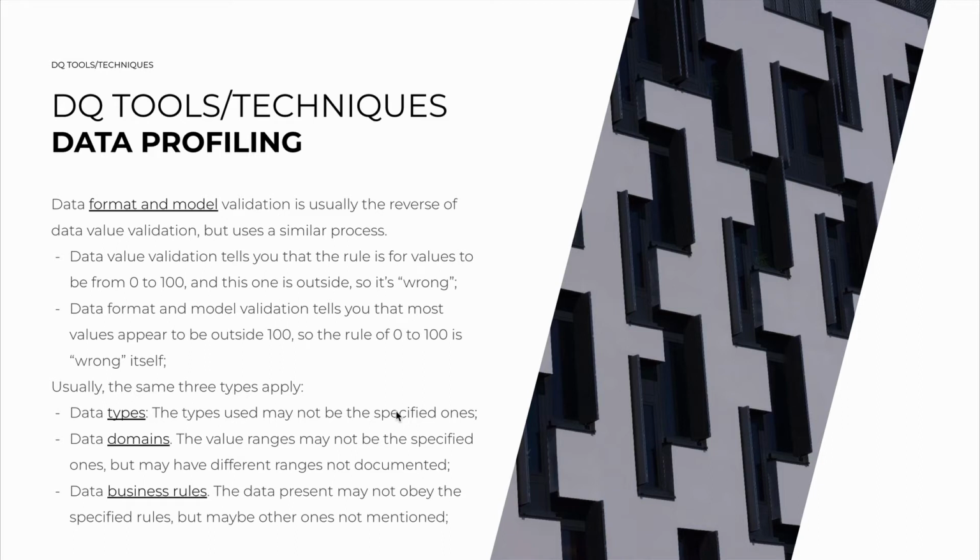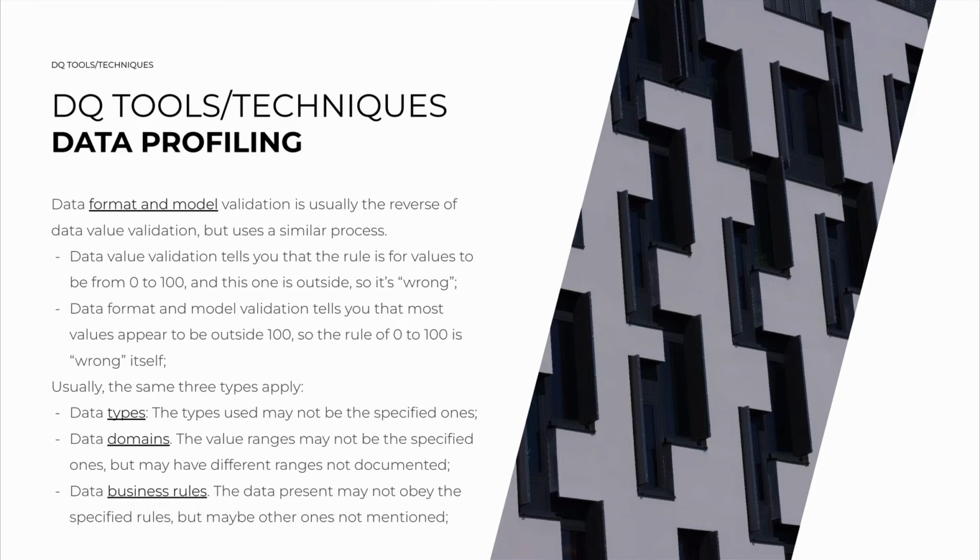That is, the types that are used for a given set of values may not be the right ones. In our previous example, if you have numbers in a character field, maybe it's not the values that are wrong. Maybe it's the field structure that's actually wrong for these values. Both can be true, by the way. Also, data domains. That is, the value ranges may not be the specified ones, but instead there may be different ranges not documented. And finally, you can validate data business rules. So the data present may not obey the specified rules, but they may obey rules which are not mentioned. And these can be suggestions for overriding the current rules.